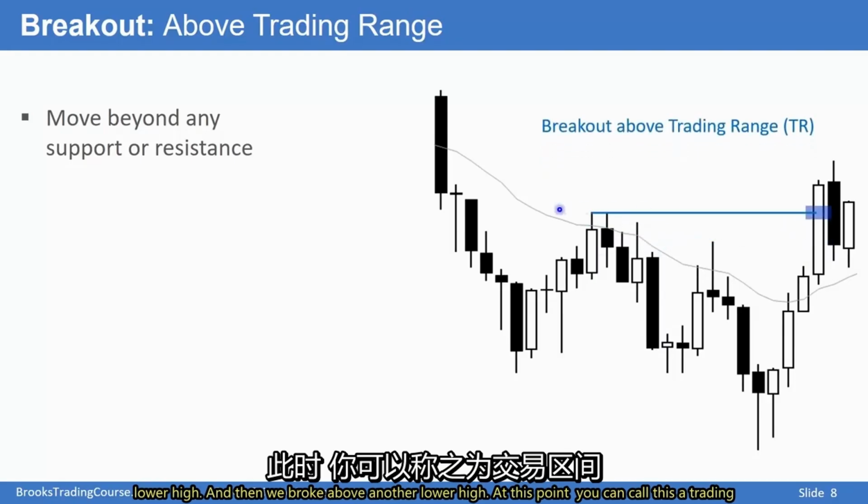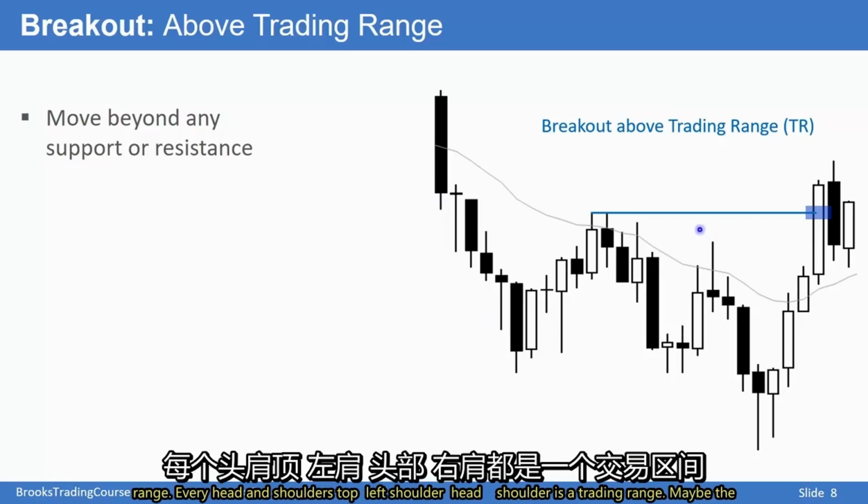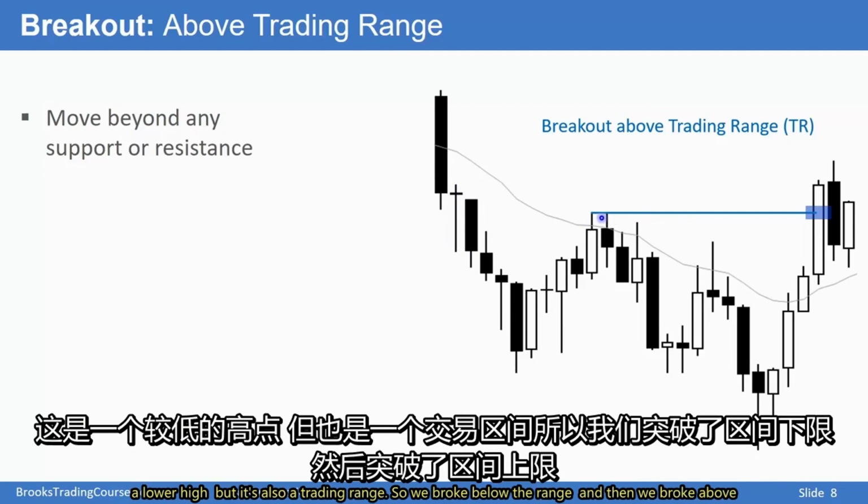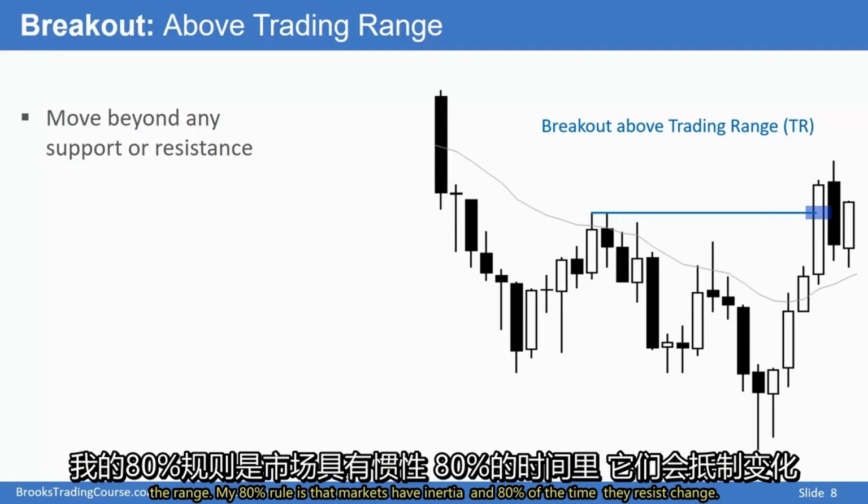At this point, you can call this a trading range. Every head and shoulders top, left shoulder, head, right shoulder is a trading range. Maybe the trading range began here. We went down, we went up, we went down, we went up, down, up. It's a lower high, but it's also a trading range. So we broke below the range, and then we broke above the range.